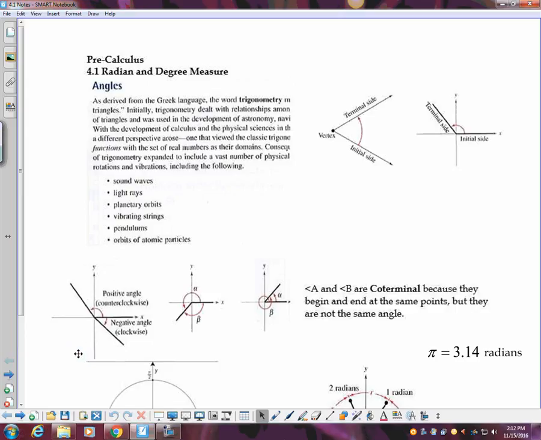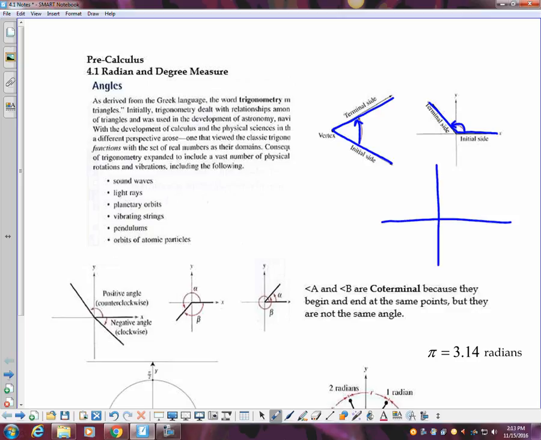Okay, angles can be measured in degrees and radians. If you look at these pictures to the side, you can see that every angle has an initial side. Initial means where it starts, and a terminal side. Terminal means where it stops. You cannot just have the two sides of an angle. You have to have this sweeping arrow in the middle to define the angle.